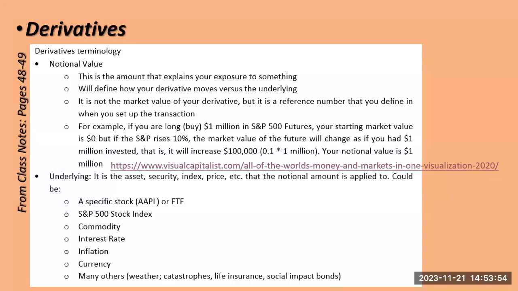We really don't know the number because a lot of derivatives are over the counter. We don't know the actual amounts because it's between 2 parties, so it's tough to know. The underlying is whatever that notional is based on. It can be a specific stock, it can be the S&P 500 index, it can be commodities. You can do futures on oil prices. It can be interest rates.